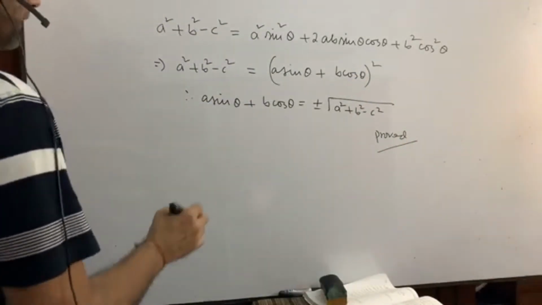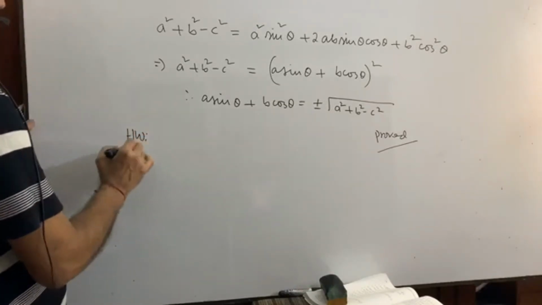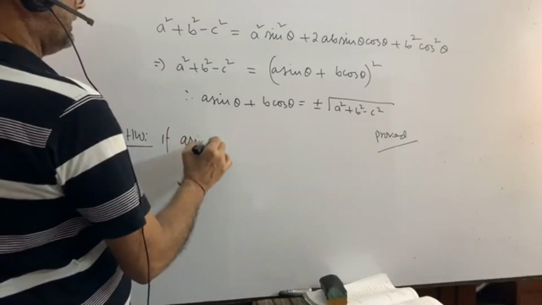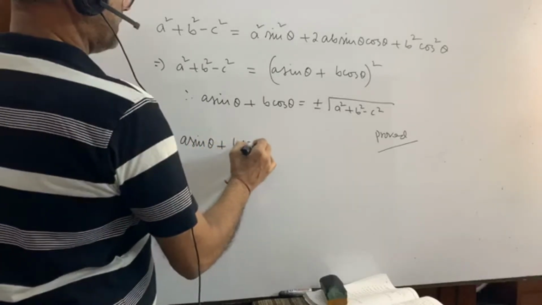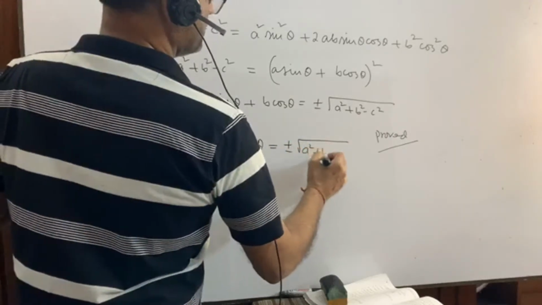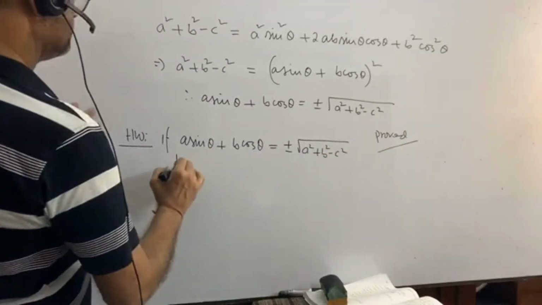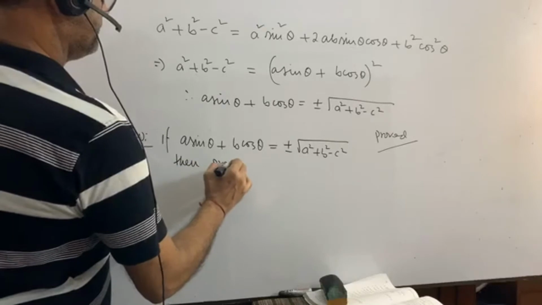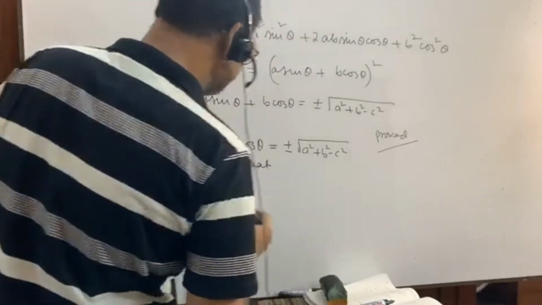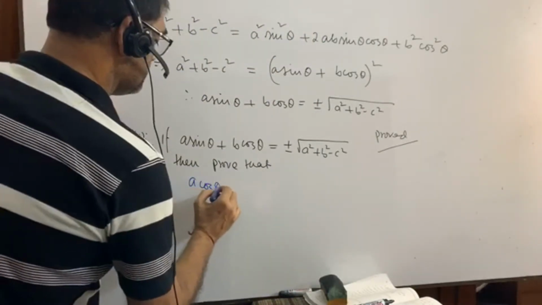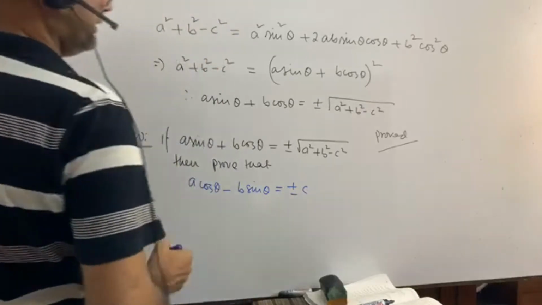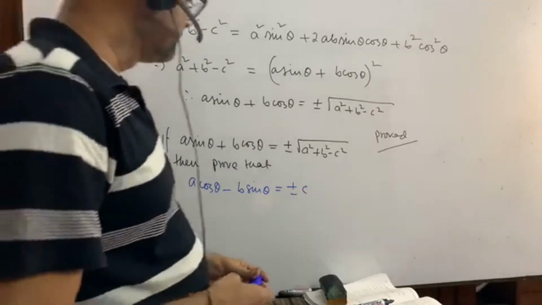Now a homework can be given like this. Write down: if a sin theta plus b cos theta is equal to plus minus root over a square plus b square minus c square, then prove that a cos theta minus b sin theta is equal to plus minus c. This math is to be done by you, and please send it to me.